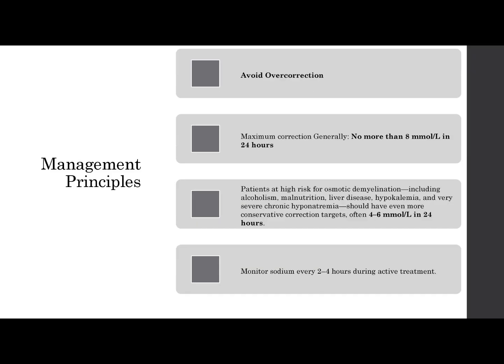Maximum correction, generally, no more than 8 millimoles per liter in 24 hours. Patients at high risk for osmotic demyelination, including alcoholism, malnutrition, liver disease, hypokalemia, and very severe chronic hyponatremia, should have even more conservative correction targets, often 4 to 6 millimoles per liter in 24 hours. Monitor sodium every 2 to 4 hours during active treatment.